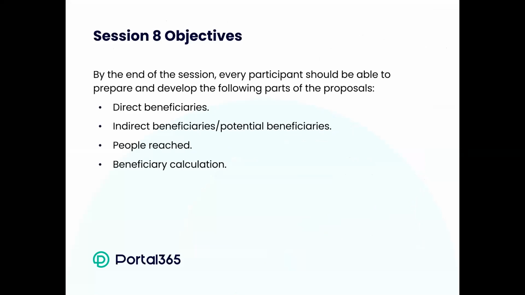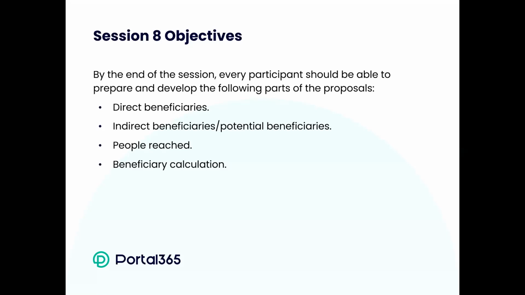The objectives of today's subject are mainly to understand more about direct beneficiaries and indirect beneficiaries, and the difference between both. In terms of indirect beneficiaries, we also have what is called potential beneficiaries. When are we going to need this term, and why is it different from indirect beneficiaries? And we have another term called people reached.